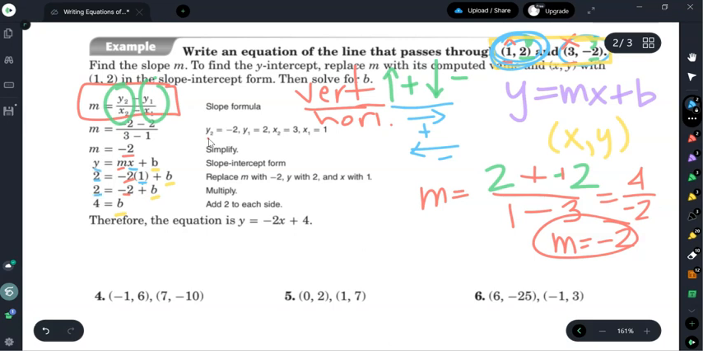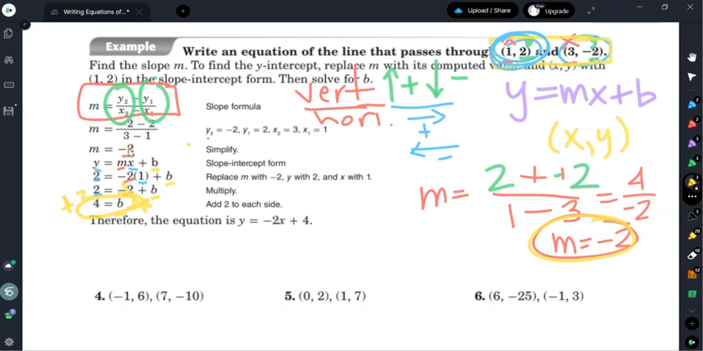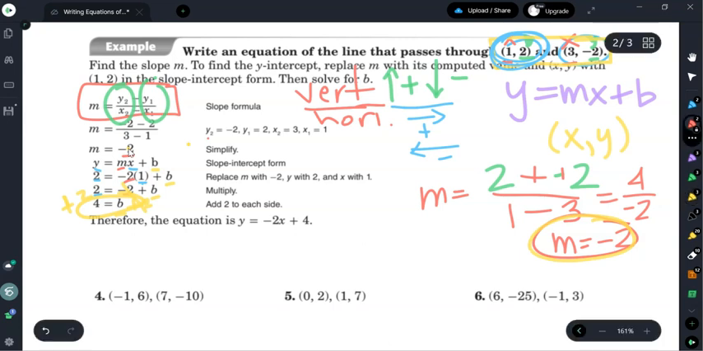And you can see I just solve it like algebra. So -2 times 1 is -2. And remember, you want to solve for b, so I'm going to add that 2 to both sides, which cancels this one out and leaves me with 2 plus 2 on this side, which is 4. B is 4. Now I have b, I have m, and I can now write my equation. Y equals mx plus b.